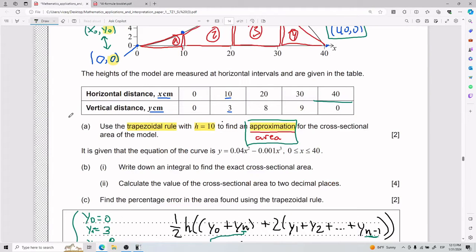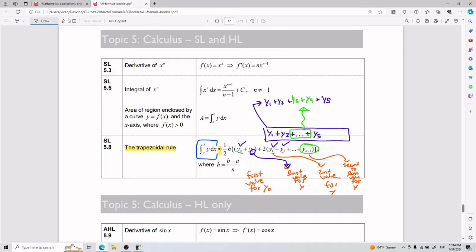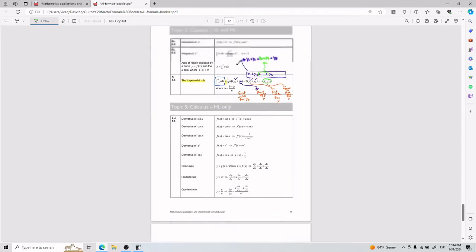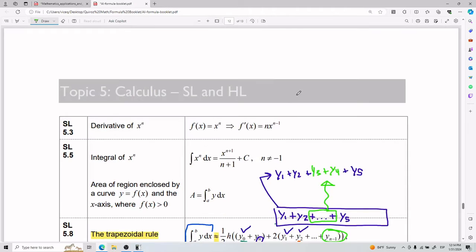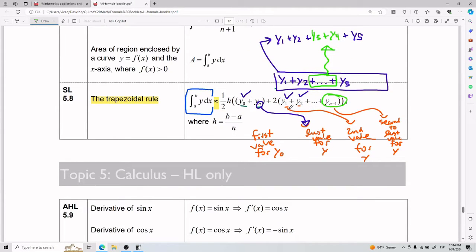Point is, you arrive to the test, you read Trapezoidal rule, and you're like, I know that's kind of hard, but what tools do I have? And you remember the formula booklet, and you open up the formula booklet, and yes, it looks weird, but now that you watch this video, you understand what is what. You understand that this is the first value for y, you understand that this is the last value for y, and these are all the ones that are in between. See? And with that, you're good to go.